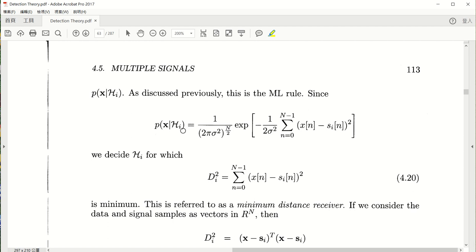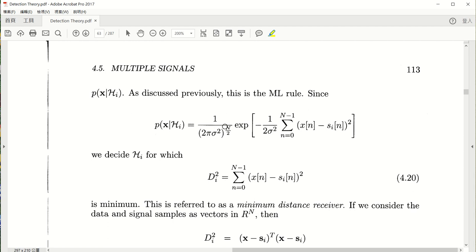For example, if I throw a dice, how many faces do you have? You have 6 faces. As a result, you're going to have H1, H2, H3, all the way up to H6, right? 6 hypotheses. So in this example, p of x conditional on Hi will be equal to this because of what? Because it's multivariate Gaussian.